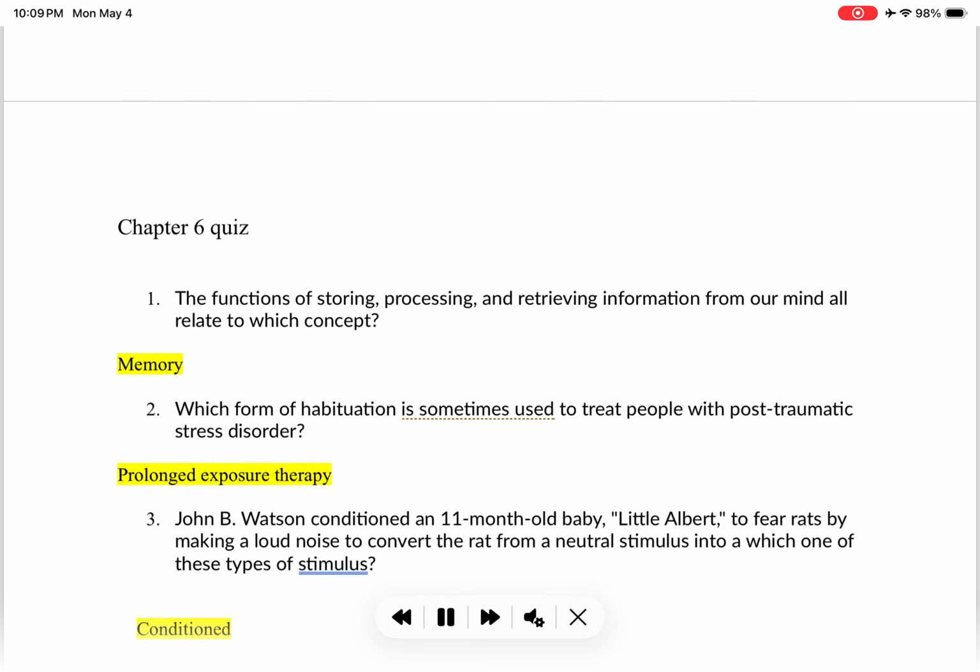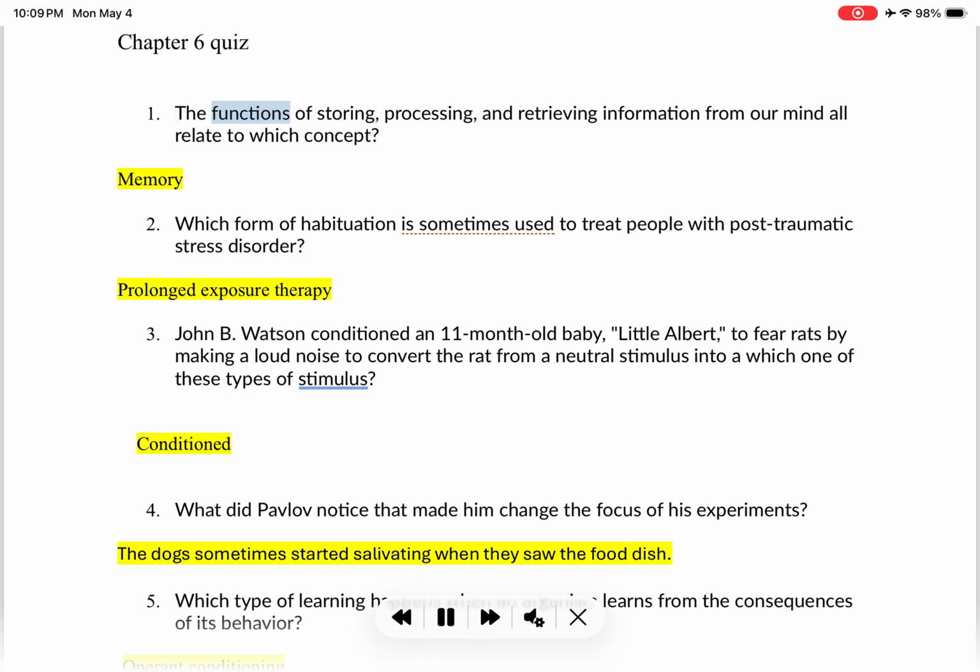Sex. Chapter 6 Quiz. The functions of storing, processing, and retrieving information from our mind all relate to which concept? Memory. Which form of habituation is sometimes used to treat people with post-traumatic stress disorder? Prolonged exposure therapy.